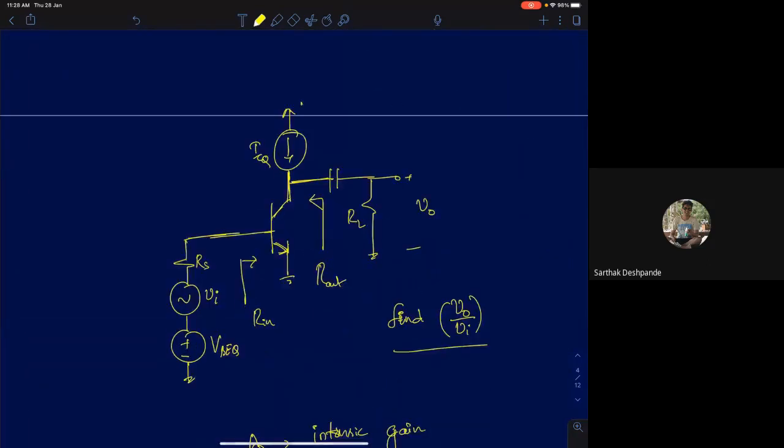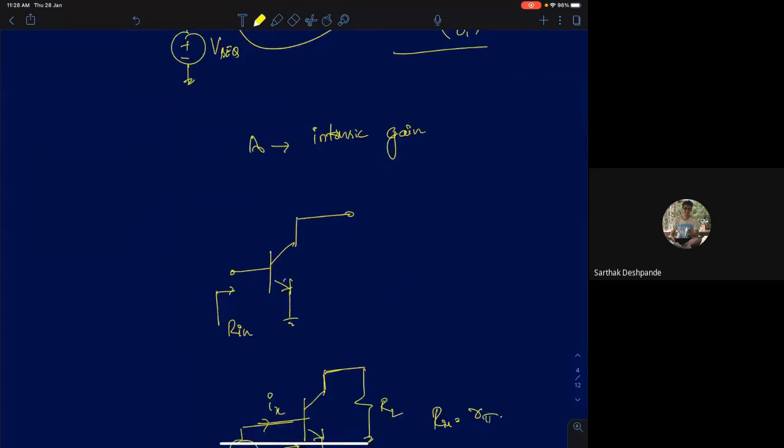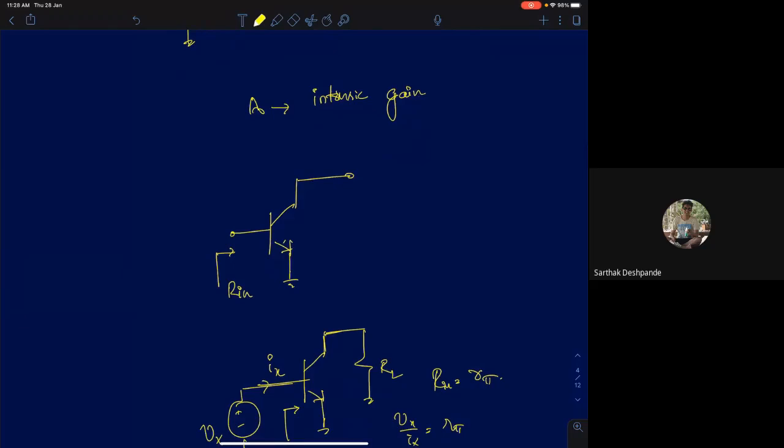So that's what I've shown here. This is a common emitter configuration. Input is at the base, output is at the collector, third terminal is common terminal. So we are supposed to find Rin, Rout, and A0 of this amplifier, the intrinsic gain of this amplifier. So first we will try to find Rin.